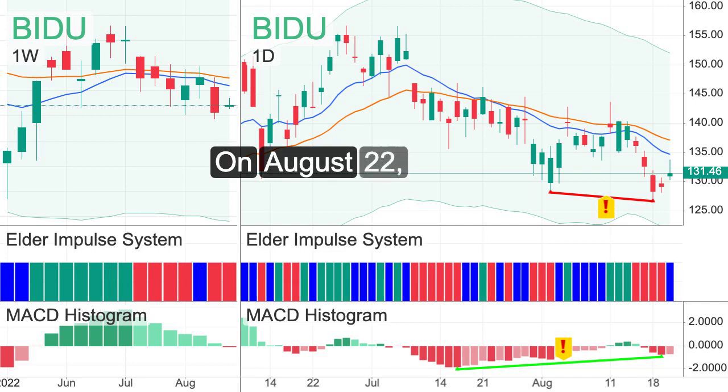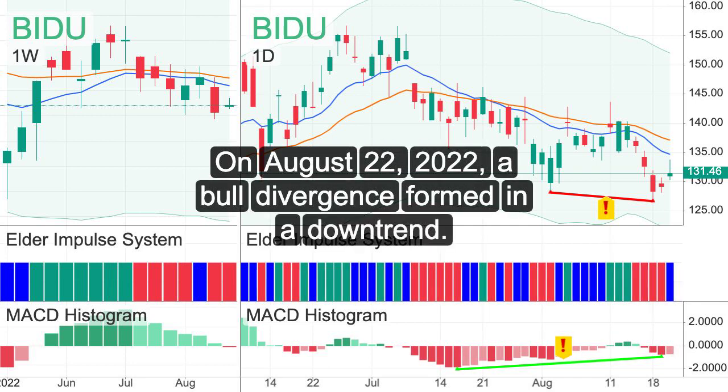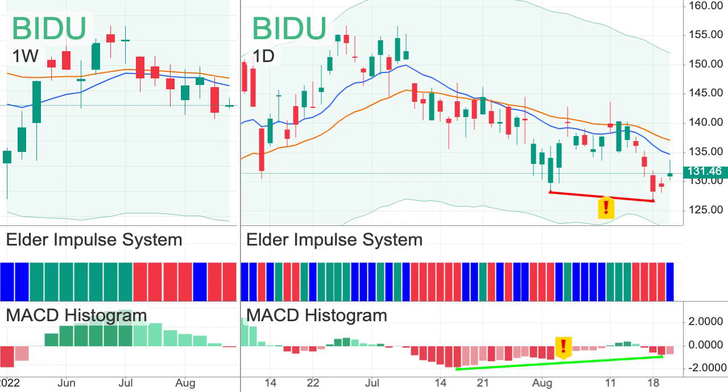On August 22, 2022, a bull divergence formed in a downtrend. This is a strong buy signal. There is a first light bar on the histogram. Now it's time to find an entry point. It is recommended to wait for a blue or green bar on an Elder impulse system.